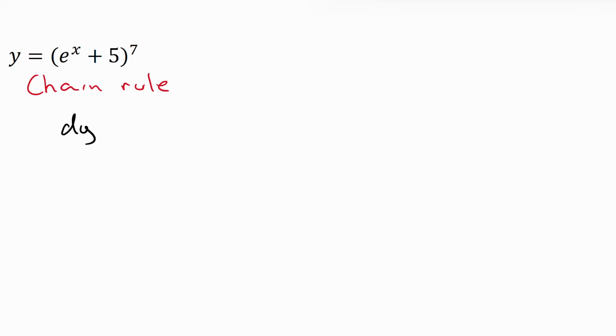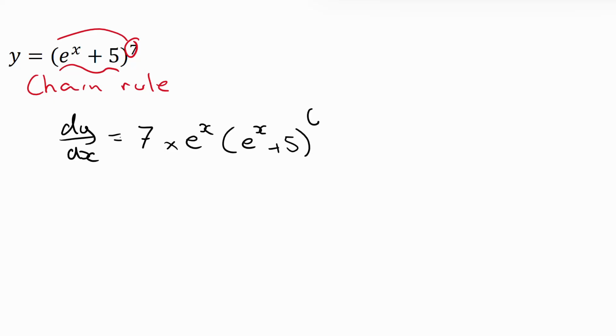So what I mean by that is dy over dx. The 7 up here comes out the front, so I get 7. We're going to times it by the derivative of what's in the bracket, so the derivative of e^x plus 5, which is just e^x. You rewrite the brackets, and then it's to the power of 6 now instead of 7 because you minus the 1 off. And if we simplify that down, we get 7e to the power of x, e^x plus 5 to the power of 6.